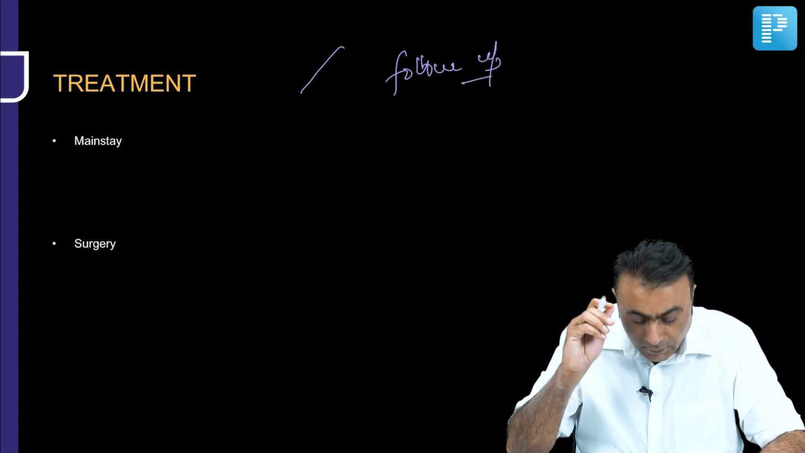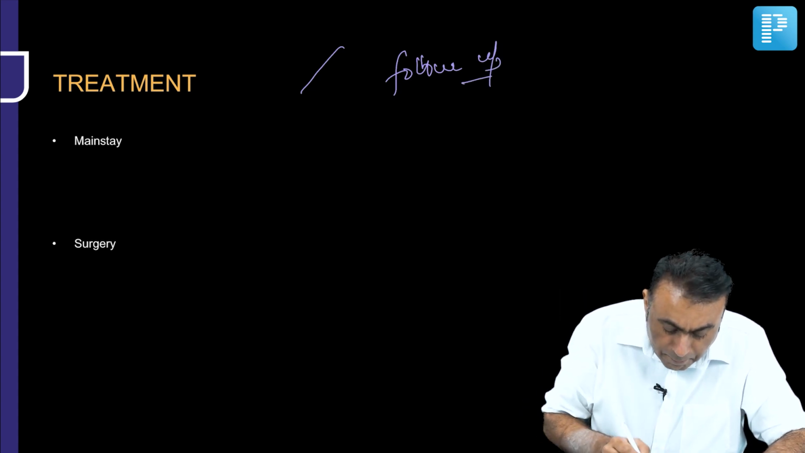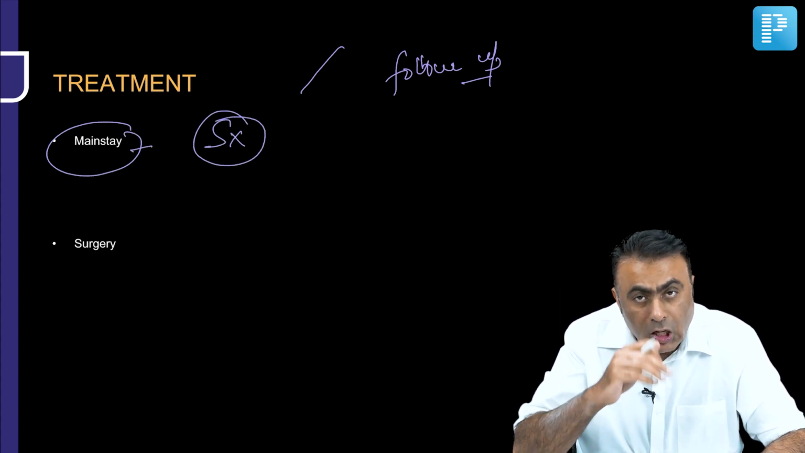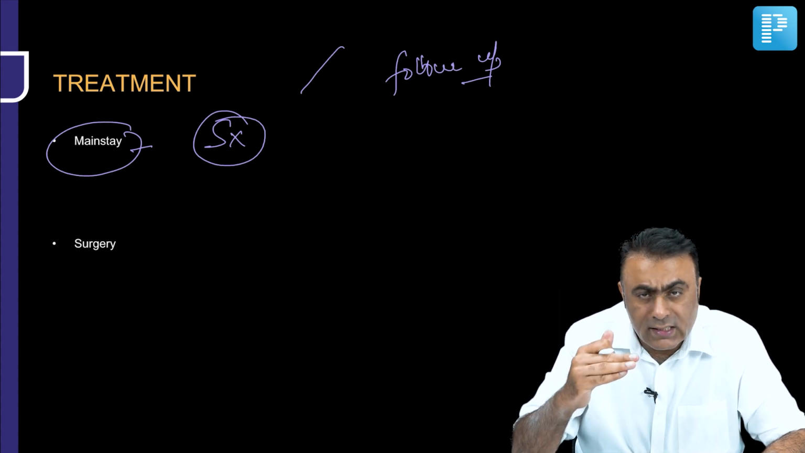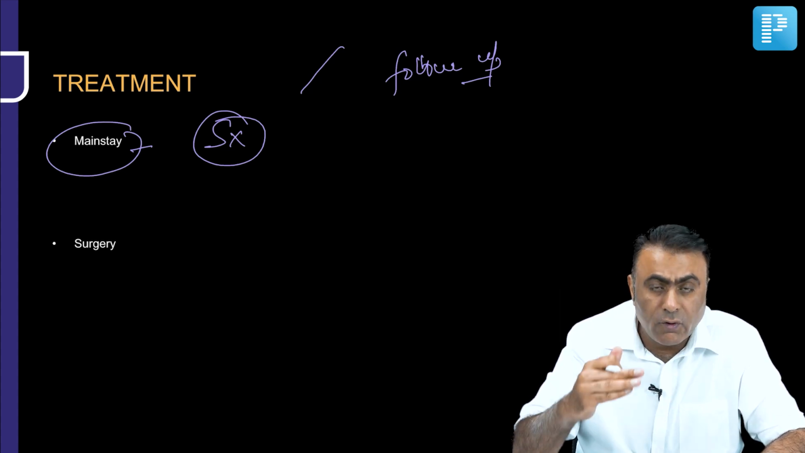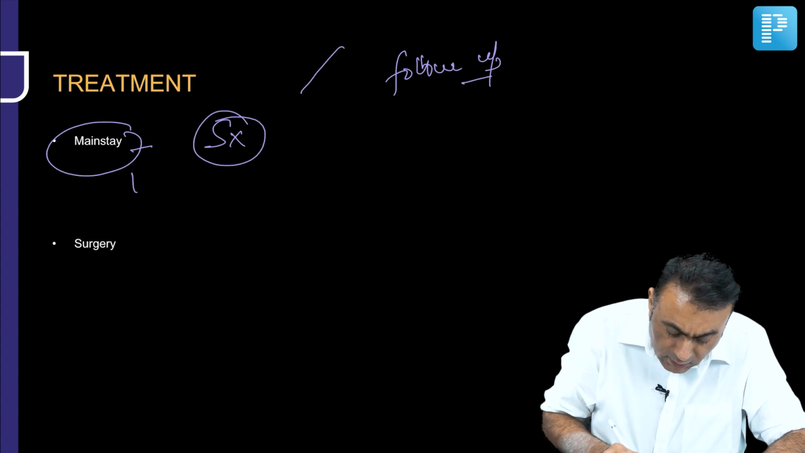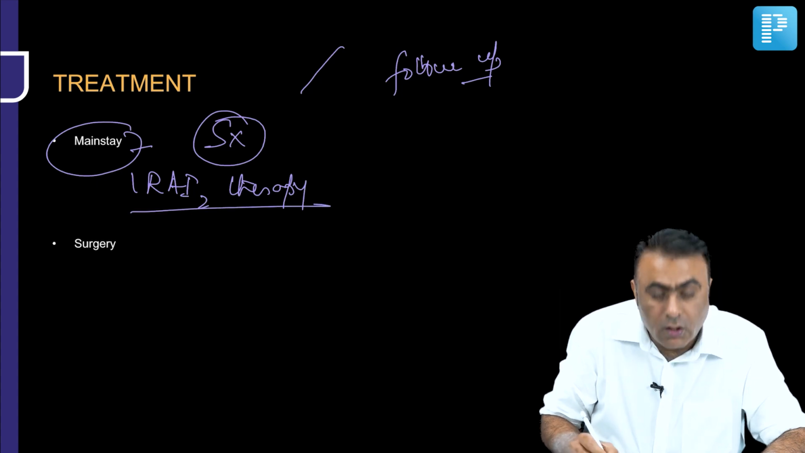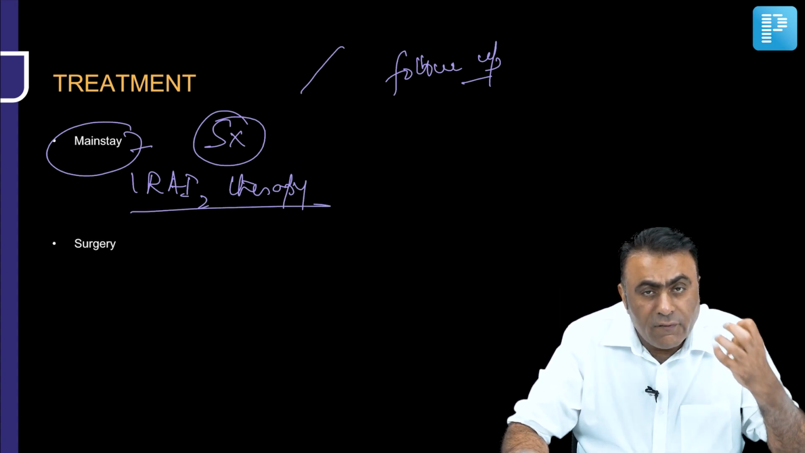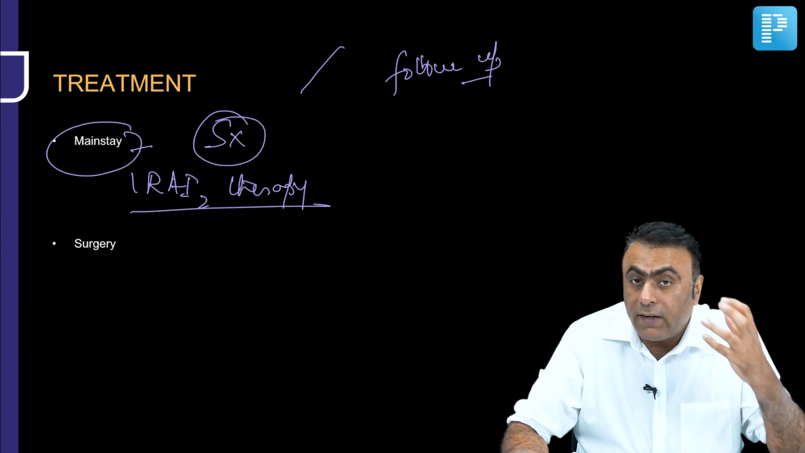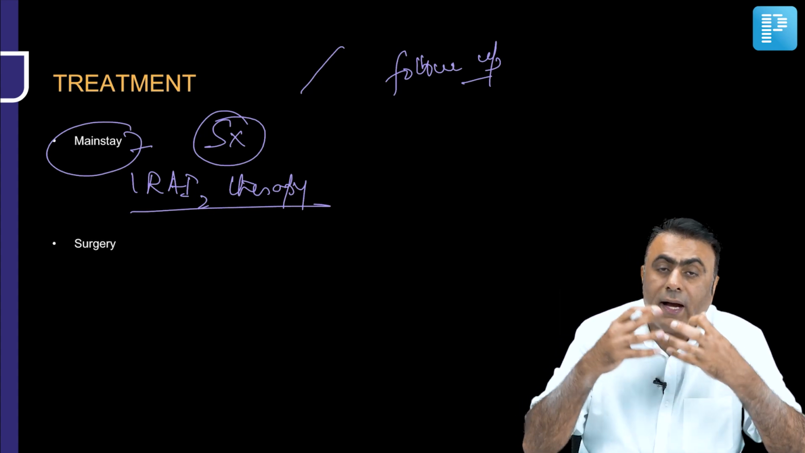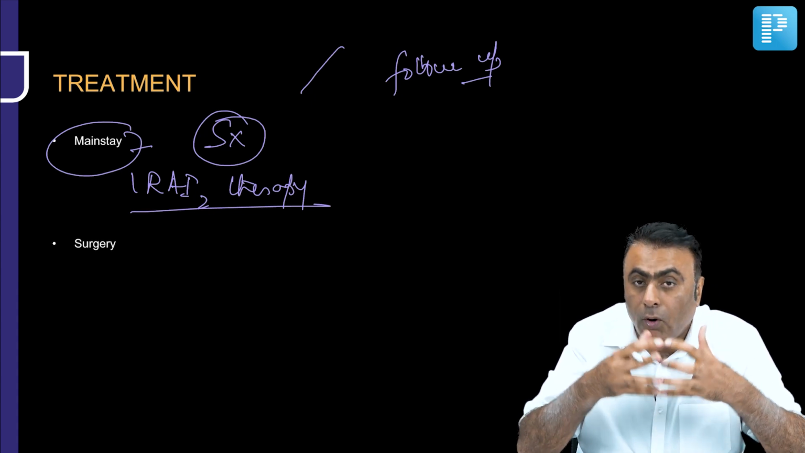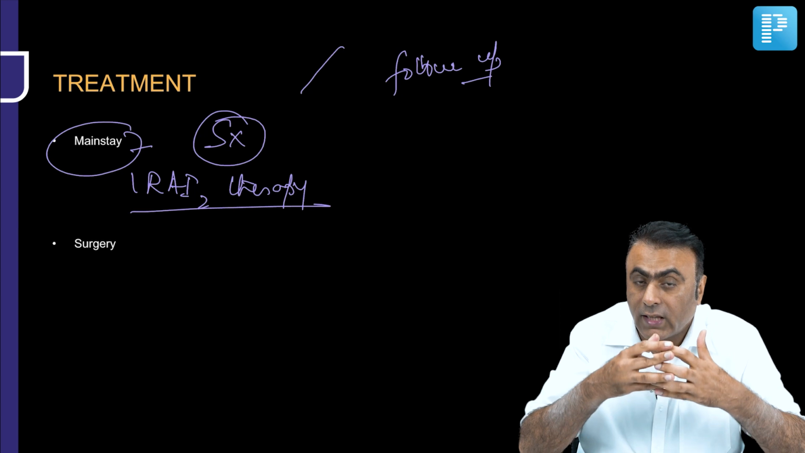Now, the mainstay of treatment for thyroid cancer is surgery. Along with surgery, what are the other modalities which can be helpful? Another very important modality is radioactive iodine therapy. We all know that these well-differentiated thyroid cancers are radioactive iodine avid. They have the ability to take up and organify iodine. That's why radioactive iodine therapy can play an important role in their treatment.